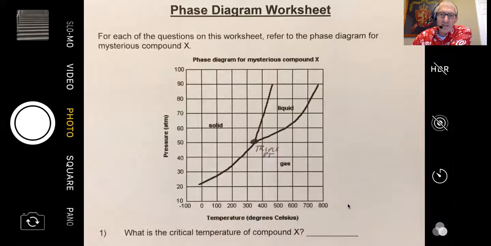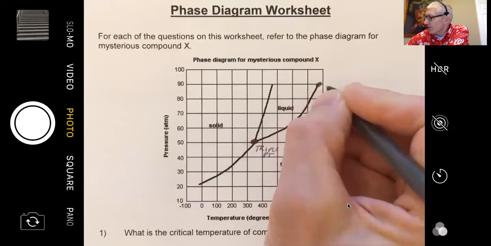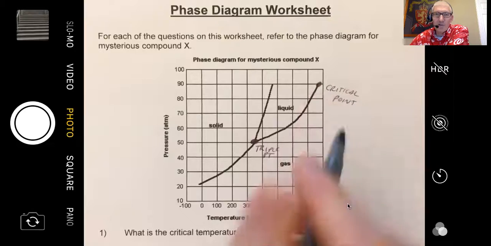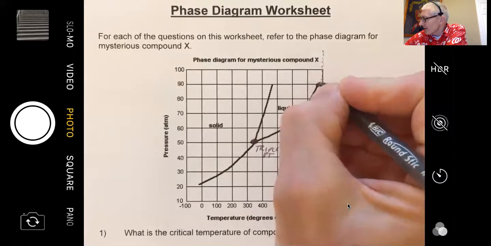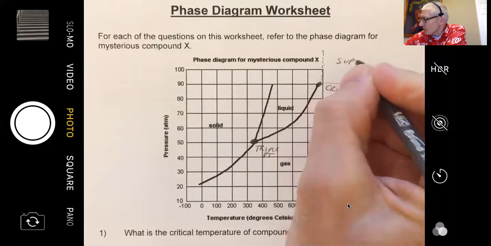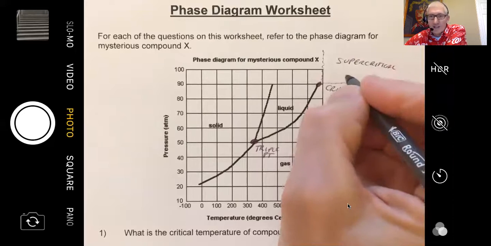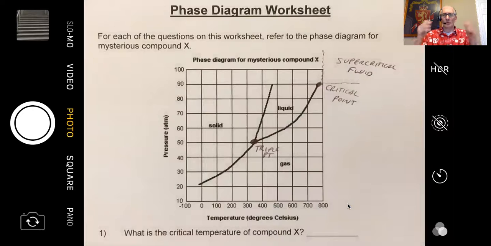And then we have another place on this graph that I want you to be familiar with here, and this is the critical point. And it's important to note that if I am above the critical pressure and temperature, and I'm up here in this area, I am what we call a supercritical fluid. And that was the cool little video that I had for you guys on Tuesday, where you had this thing that's sort of a liquid, sort of a gas, sort of neither, sort of both, has some very interesting properties. So what is the critical temperature of compound X?